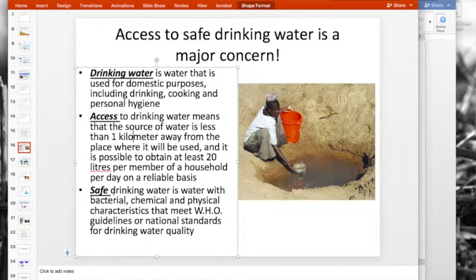Finally, if we talk about access to safe drinking water, it is water with bacterial, chemical, and physical characteristics that meet the WHO, the World Health Organization guidelines, or national standards for drinking water quality. So there can't be bacteria in it that are going to make you sick. There can't be chemicals in it that are going to poison you. And physical characteristics means that it can't have too much sediment in it. It can't have too many bits of stuff floating around.